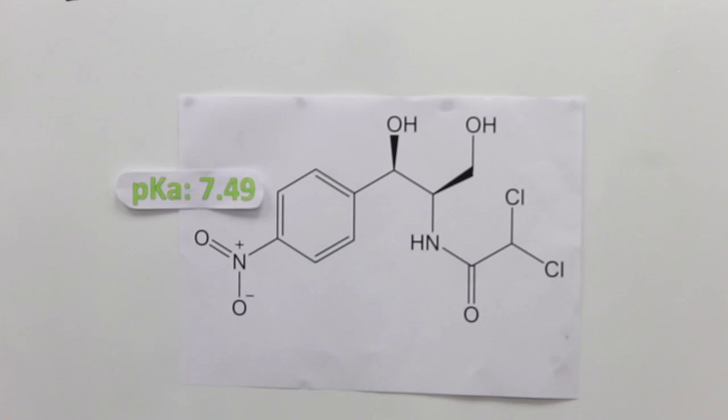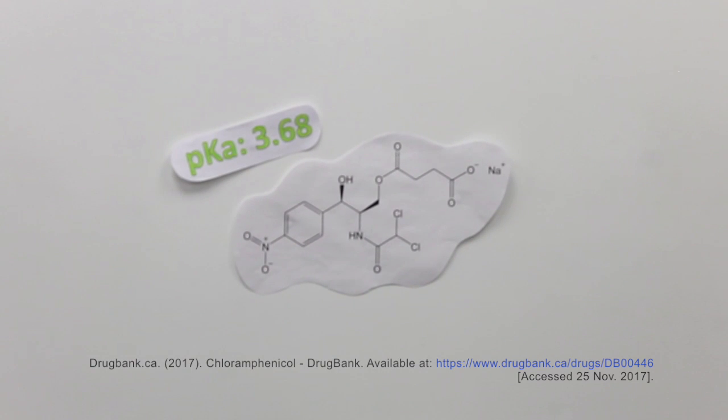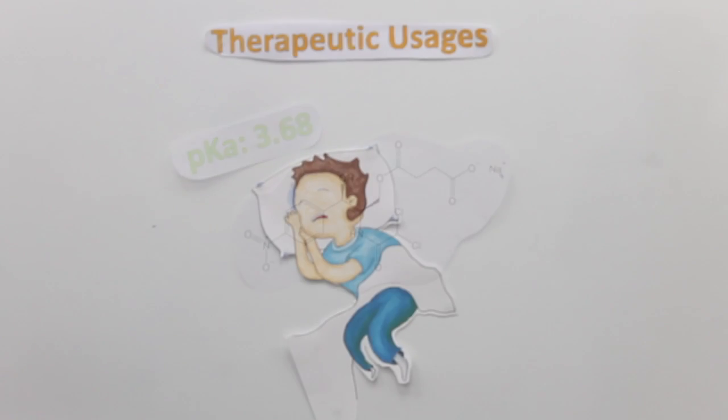It means that it's perfectly fine to be administered orally, however, it shouldn't be infused because chloramphenicol has a pKa of around 7.8. By converting the alcohol group closest to the amide into an ester with a carboxylic acid, chloramphenicol succinate is made. The pKa becomes 3.68, so the solubility is greatly increased.